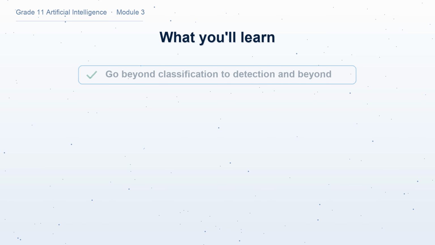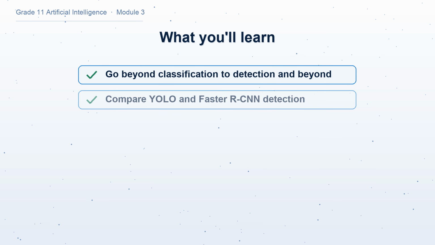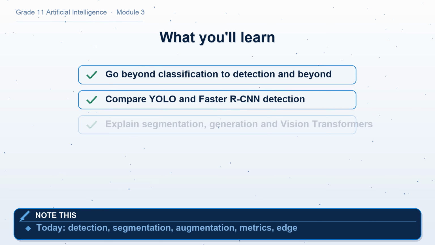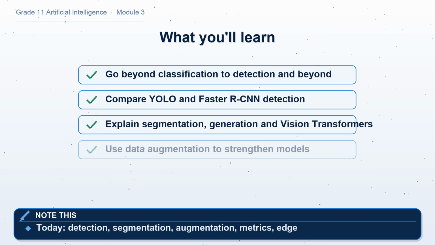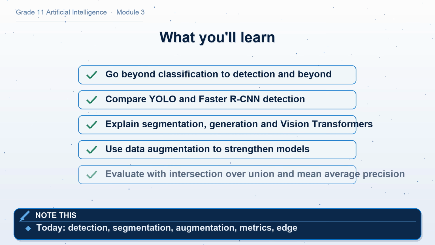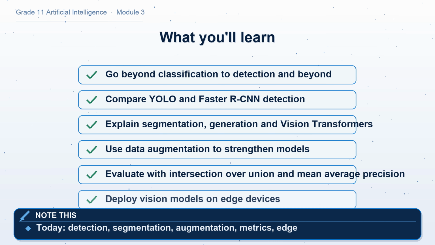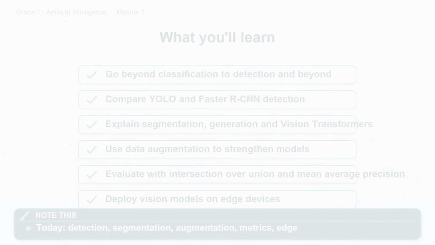Here is our plan for the lesson. We'll start by moving beyond classification, then compare two ways to detect objects, YOLO and Faster RCNN. We'll meet segmentation, image generation, and vision transformers, and learn how data augmentation makes models stronger. Then we'll measure quality with intersection over union and mean average precision, and finish by deploying a model on a small edge device.